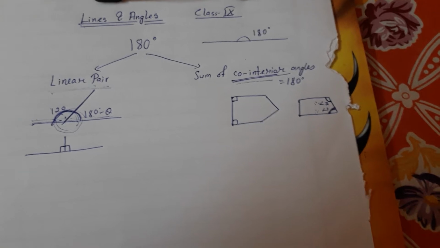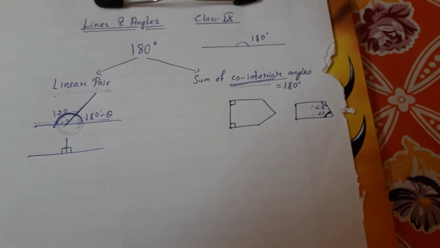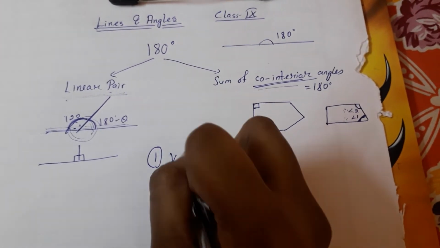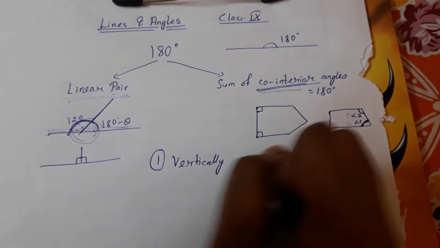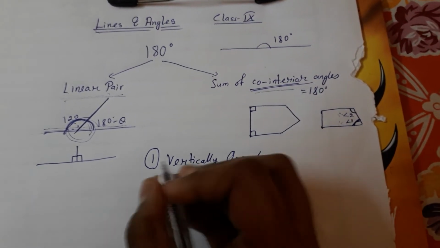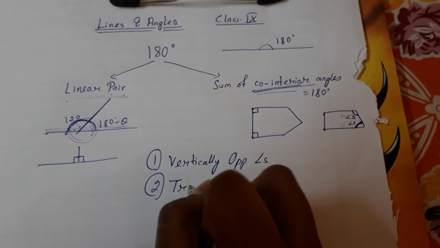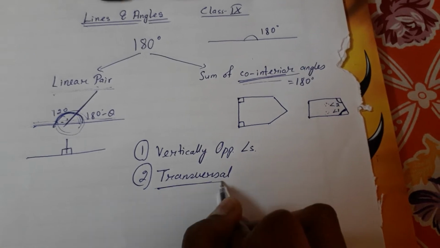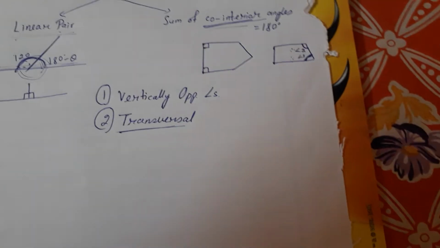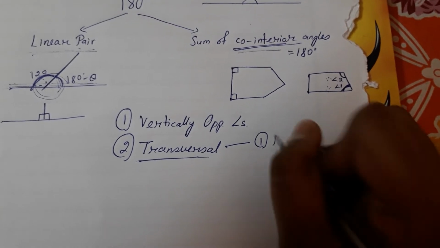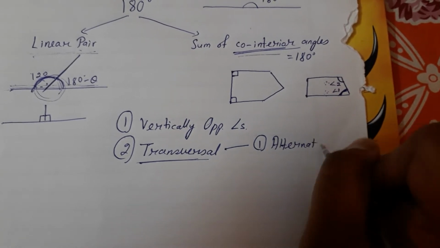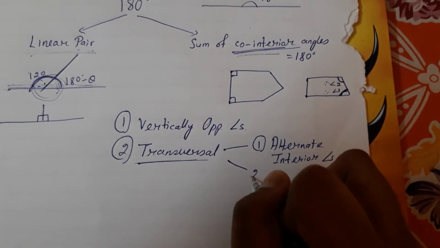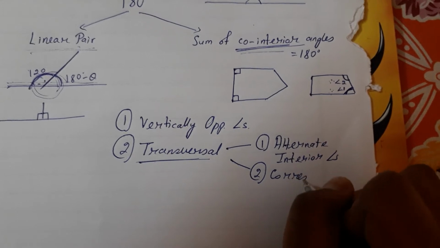Now you have to know the terms, the new terms in your class 9. The first one is vertically opposite angles. The second one is transversal. Now these transversal include two terms. The two terms will be alternate interior angles and the second term will be corresponding angles.